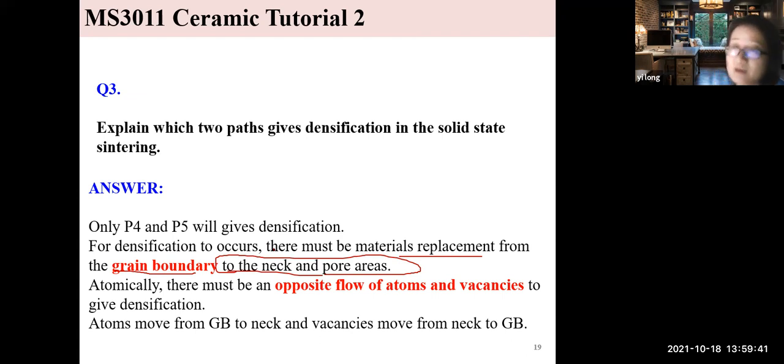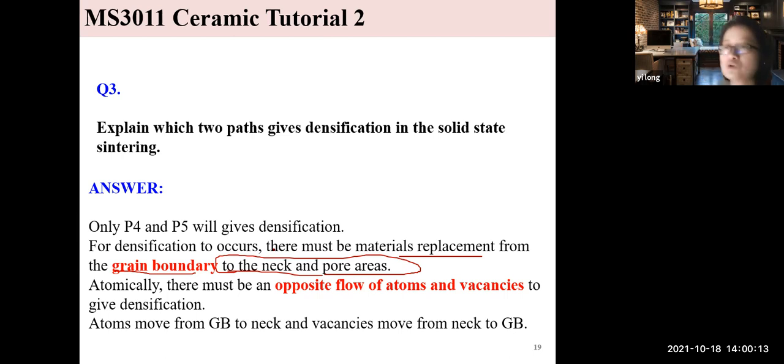Then atomically, we have also learned the Young-Substance equation, the Kelvin equation, and we have derived so many equations there. All these equations tell you that it is true that the atoms and vacancies are going to move oppositely, because in P4 and P5, atoms move from the green boundary to the neck, and the vacancy moves from the neck to the green boundaries. So this second condition has also been fulfilled, which means these two add up together to let P4 and P5 have these densifications.